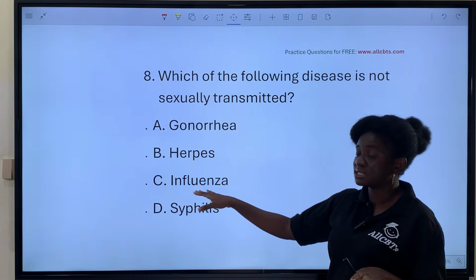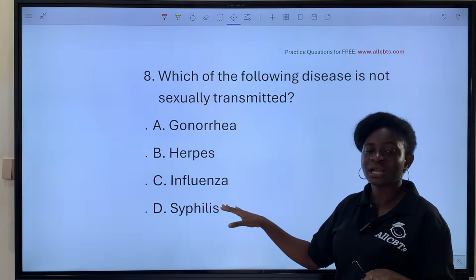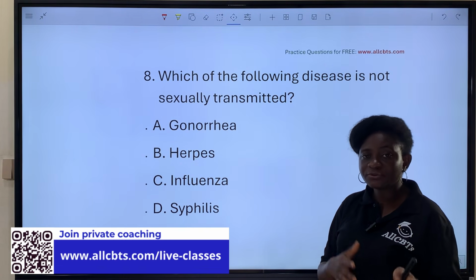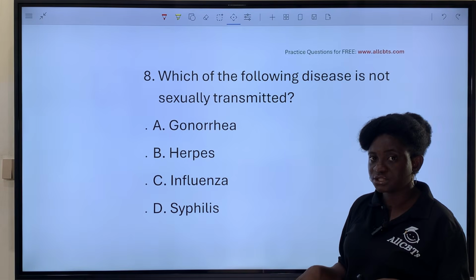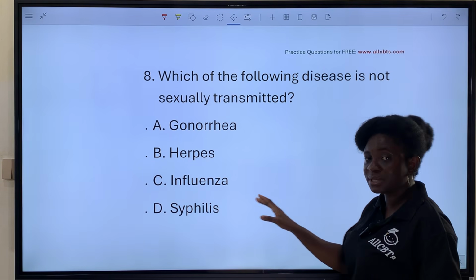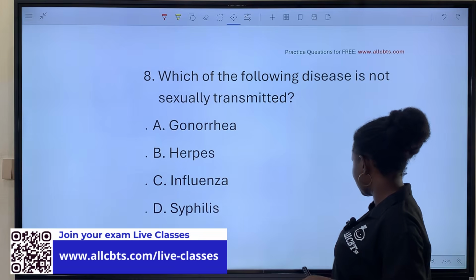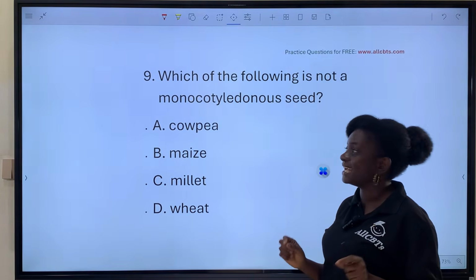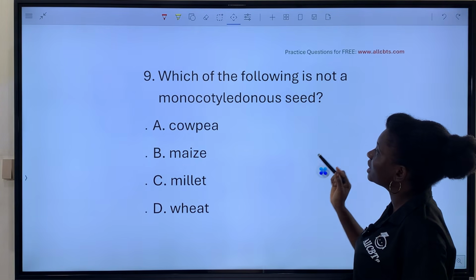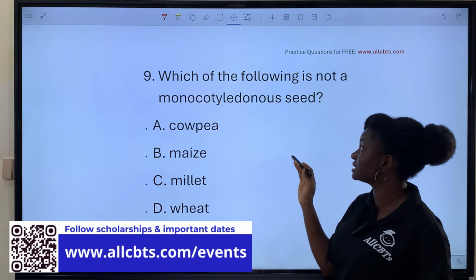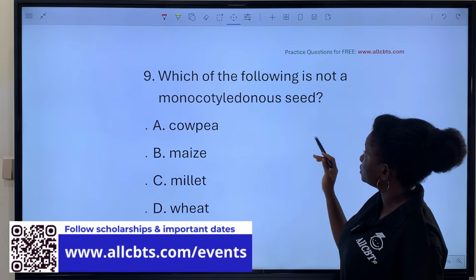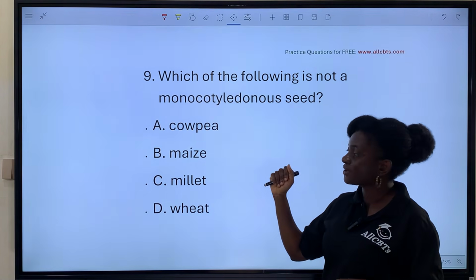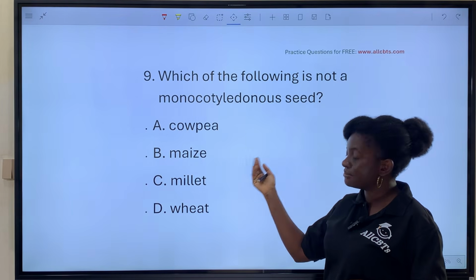Question 9. Which of the following is not a monocotyledonous seed? A, cowpea, B, maize, C, millet, D, wheat. So what is a monocotyledonous seed? They are often referred to as monocots. Mono, from its name, means one. So they have one cotyledon. Another characteristic of monocots is that they have narrow leaves. So that one is relatable.